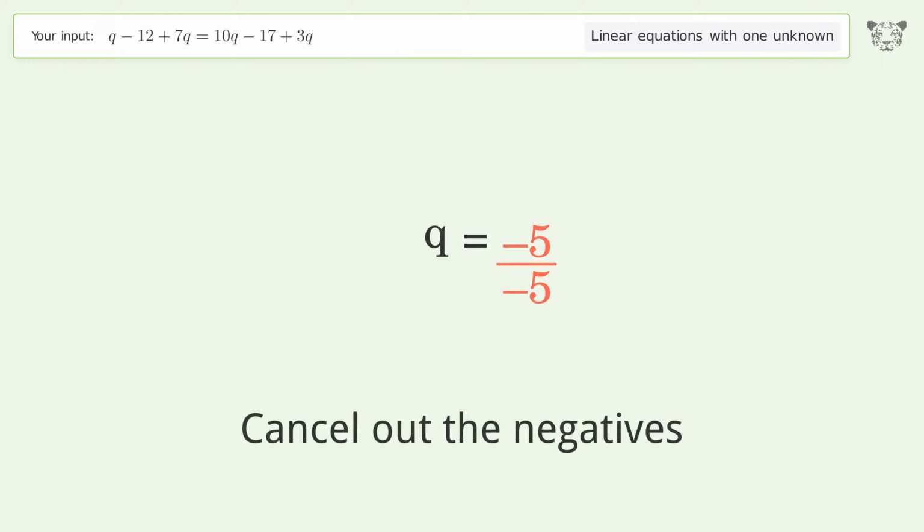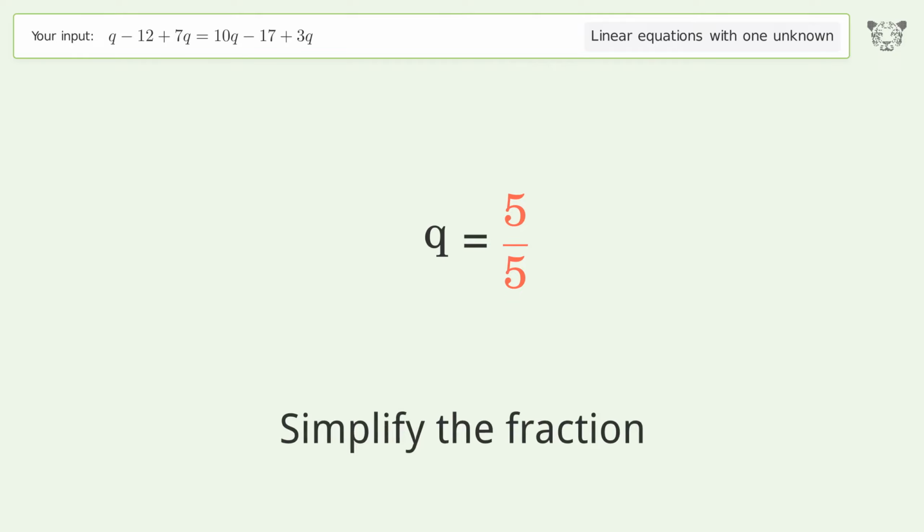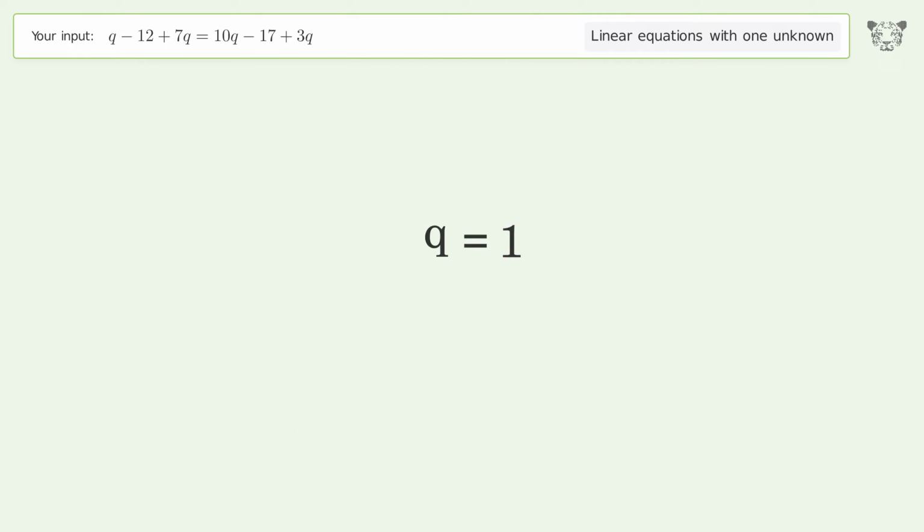Cancel out the negatives. Simplify the fraction. And so the final result is q equals 1.